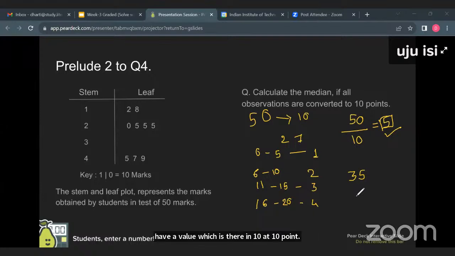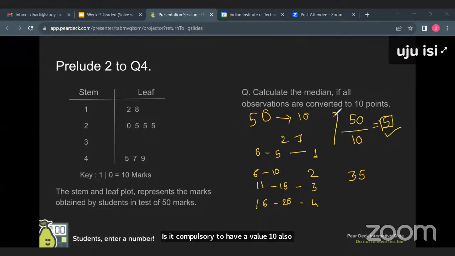Can you please repeat your question? I'm not getting your question. If we have values like 12, 25, 35, and so on, should we have a value included in the data set that has, according to this 10-point system, a point of 10? Yes. Is it compulsory to have a value 10 also included?